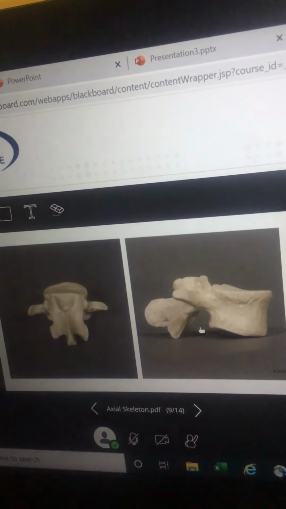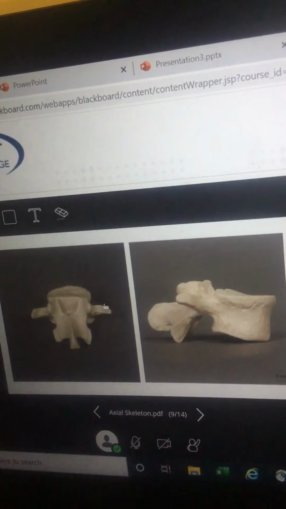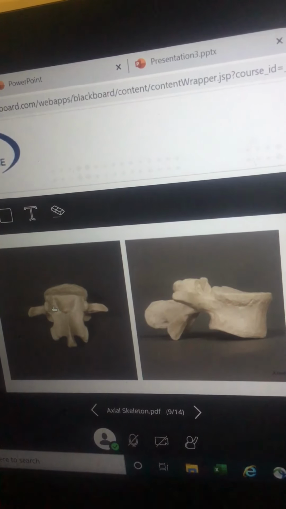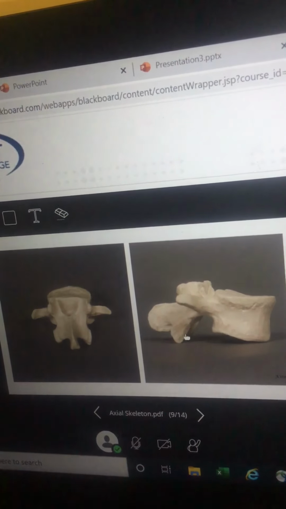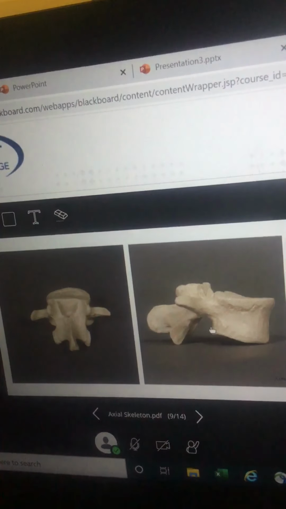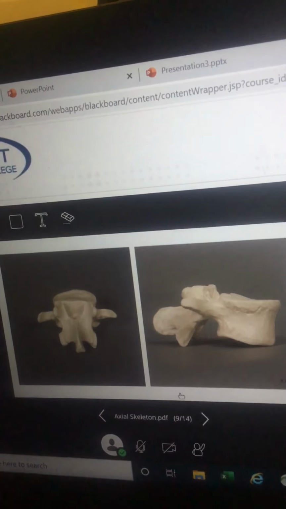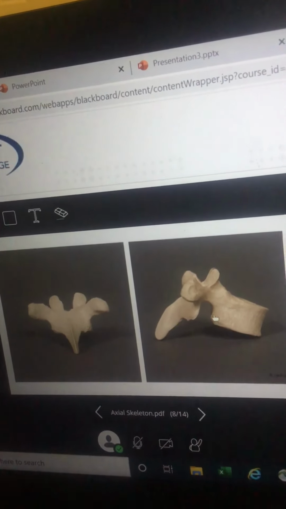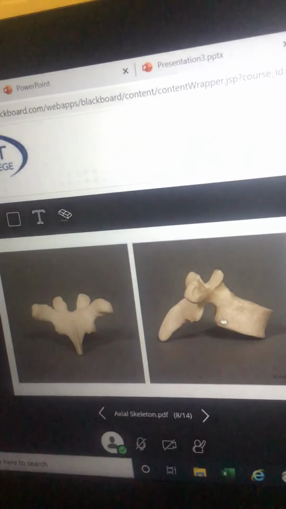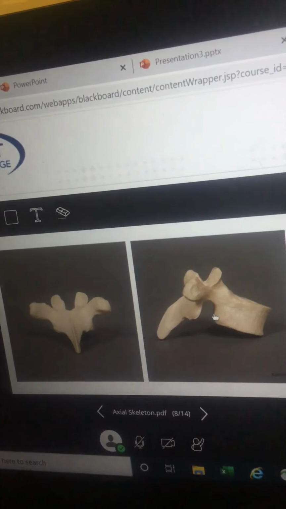Transverse process, superior articulating process, inferior articulating process. Here is where the rib on, that is a lumbar, hold on. Here is where a rib would meet on the thoracic. It's kind of rough.